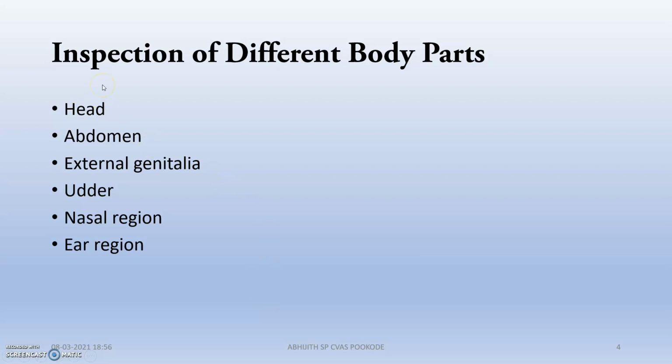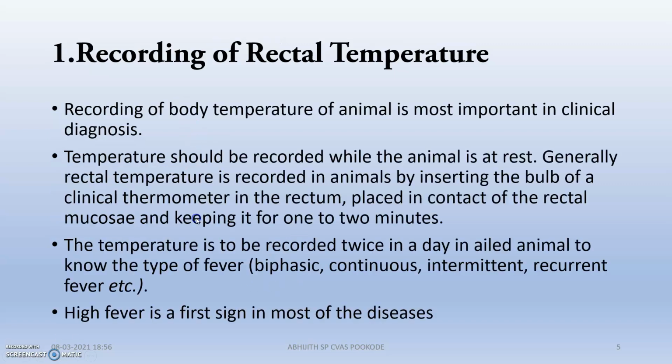So next is inspection of different body parts. Head, abdomen, external genitalia, udder, nasal region, ear region. We should actually see and inspect all these regions for any malpositionings, any small wounds, any problems with the normal look of these portions.